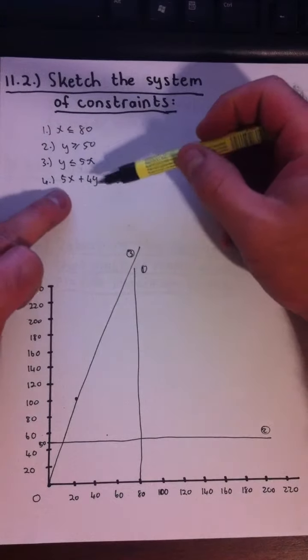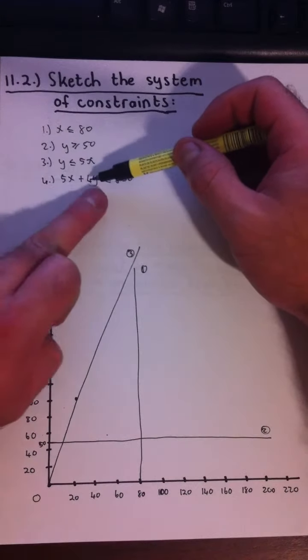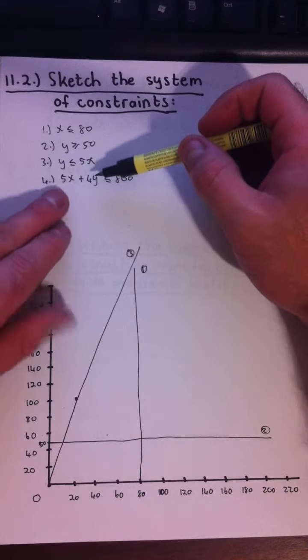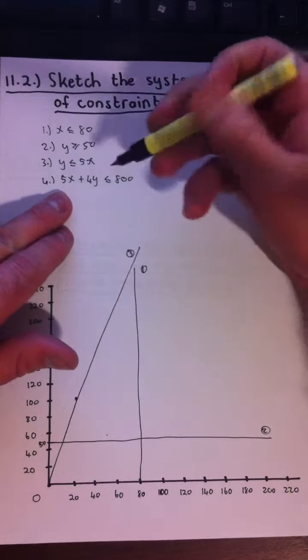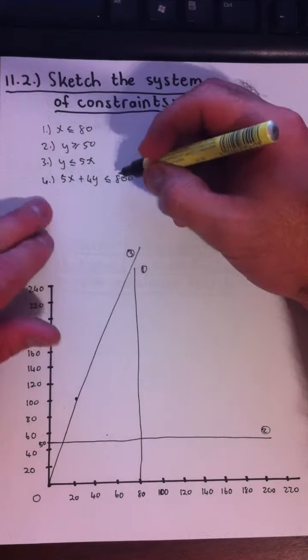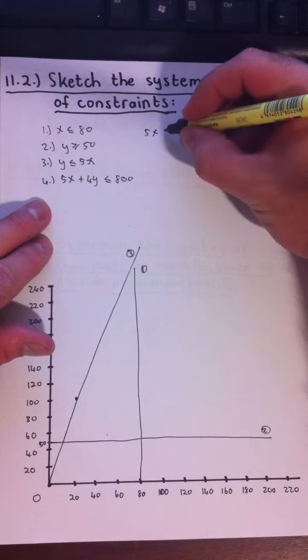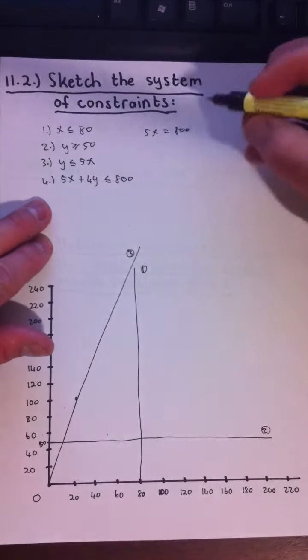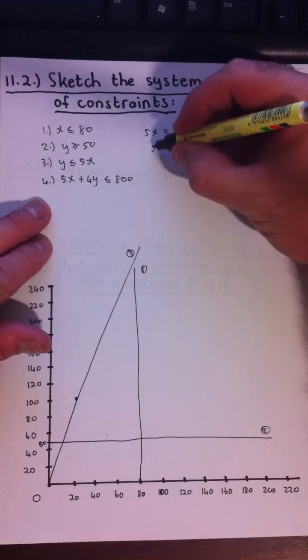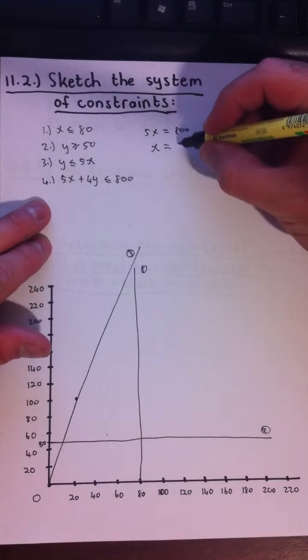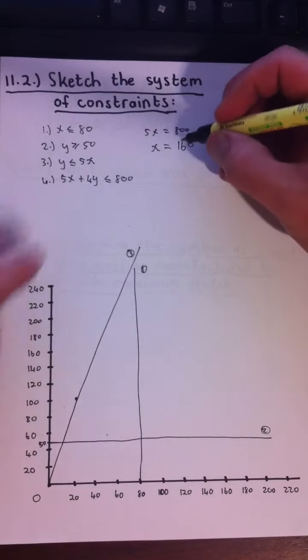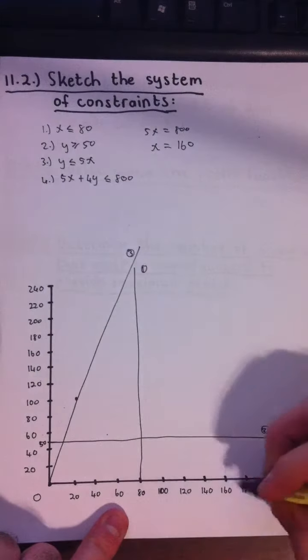So to find an x-intercept, we'll make the y value 0, so that'll just fall away. 4 times 0 is 0. And now we solve for x. 5x equals 800. Divide both sides by 5. We get x equals 800 over 5, which is 160. So our x value here would be 160.